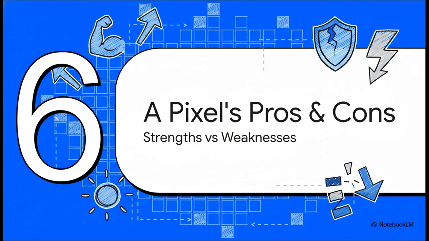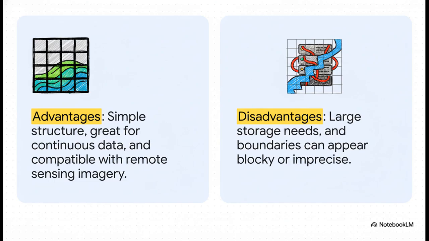Now, as powerful as this all is, I have to be honest, raster data isn't the perfect tool for every single job. Like anything, it's got its pros and its cons. On the plus side, the advantages are pretty obvious. The grid is simple, and it's fantastic for looking at things that are continuous, like elevation. But the downsides are real too. We already mentioned that high-resolution images can take up a crazy amount of storage space. And also, if you try to show something with a really sharp, precise boundary, like a property line, it can end up looking all blocky and pixelated.